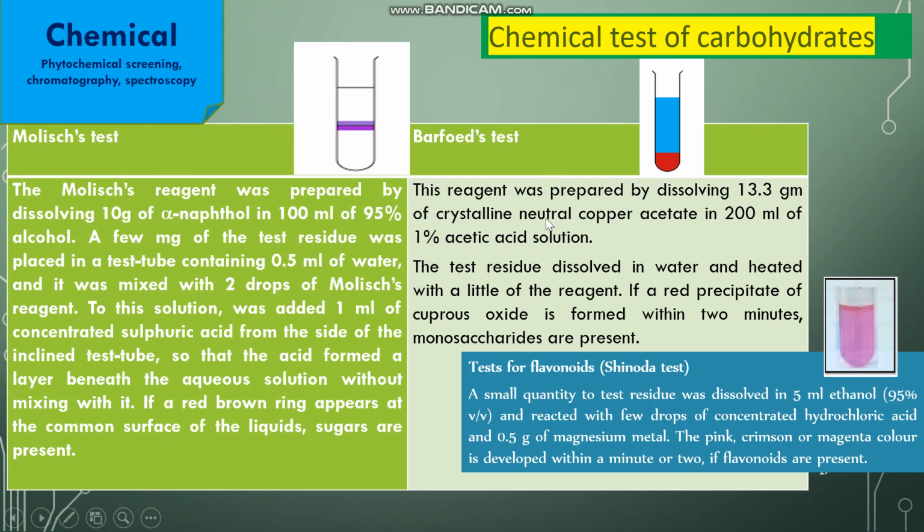Again, we are using copper acetate and 1% acetic acid solution. So a red color precipitate will indicate the presence of carbohydrate in a particular sample. Next one is the test for flavonoids. So again, the cyanidin test is also there, which will give a pink color. And of course, the chemical reagents are magnesium turnings, which is the most important, and HCl plus ethanol.